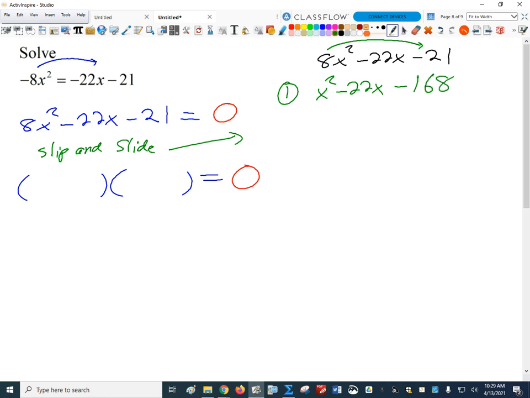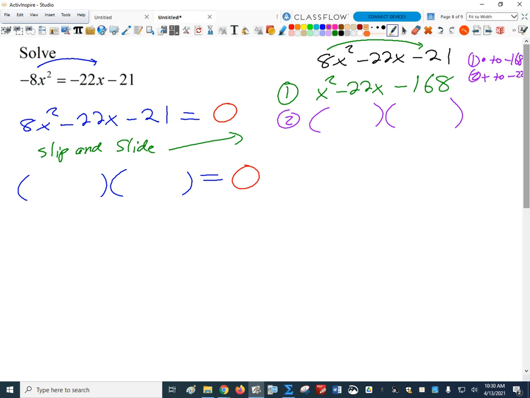Okay, so now look what that did. I've got an easier trinomial to factor. A is equal to 1. So this is a basic trinomial. So we've got to factor this thing, right? So we've got to find magic numbers that, what do they have to do? They have to multiply to negative 168, and they've got to add to negative 22, right?